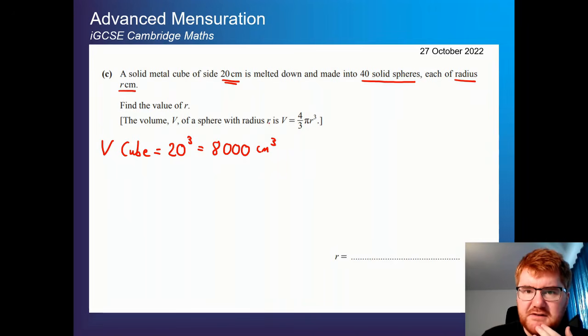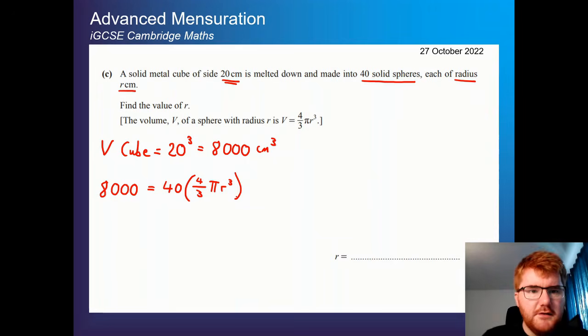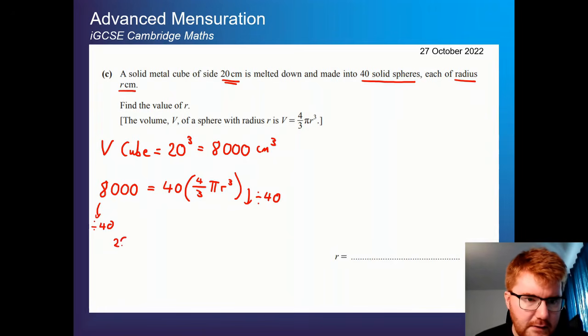And it's been melted into 40 solid spheres. So this 8,000 needs to be equal to 40 lots of this formula here, so 4/3 pi r cubed. Again, no rushing to the calculator here. I'm just going to try and remove as much as I can. The first thing that comes to mind here is dividing by 40 on both sides. So 8,000 divided by 40, that's going to give me 200. Again, you can always check backwards to make sure you've got that. This cancels here, leaving me with 4/3 pi r cubed.